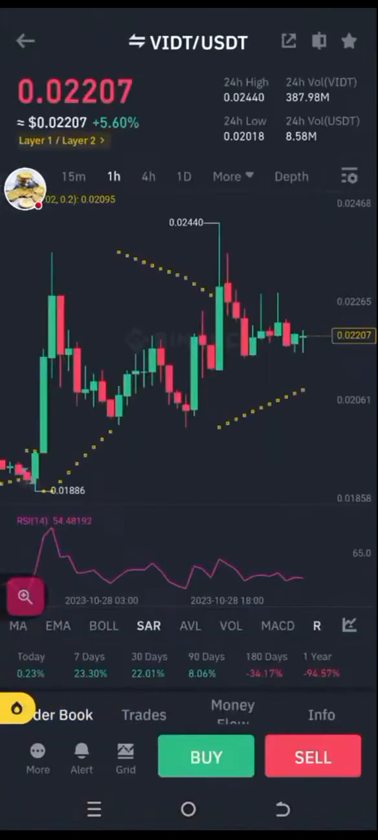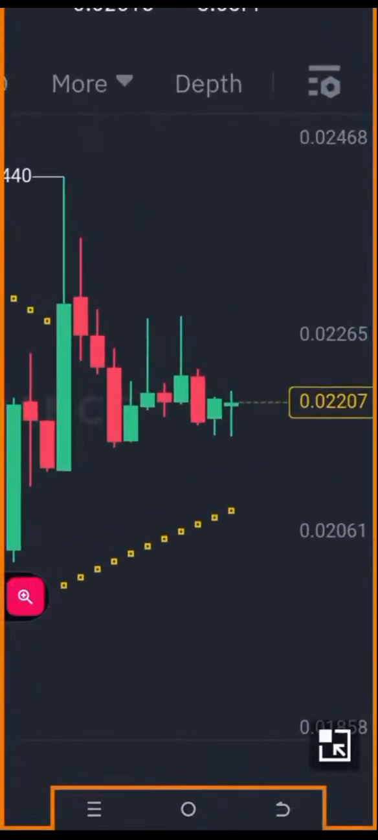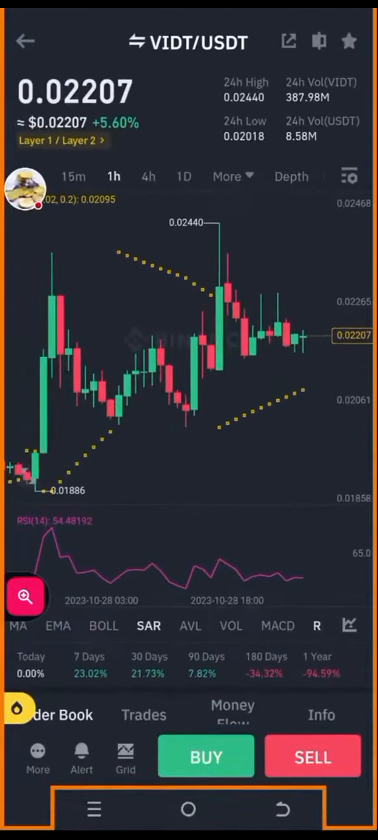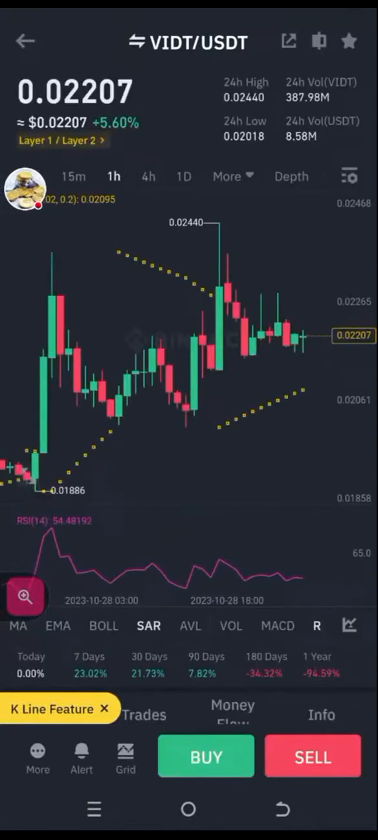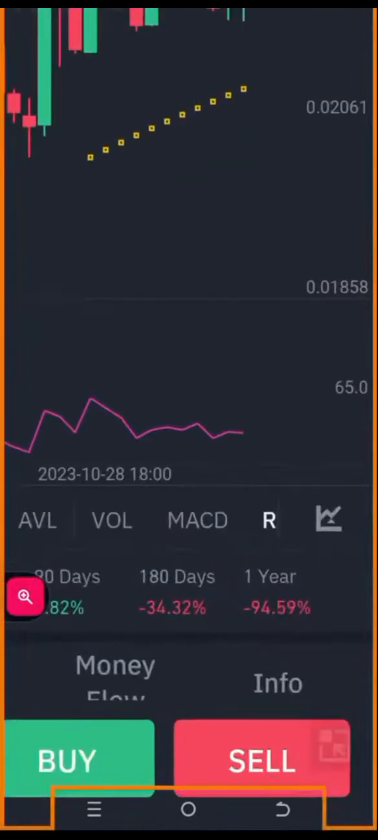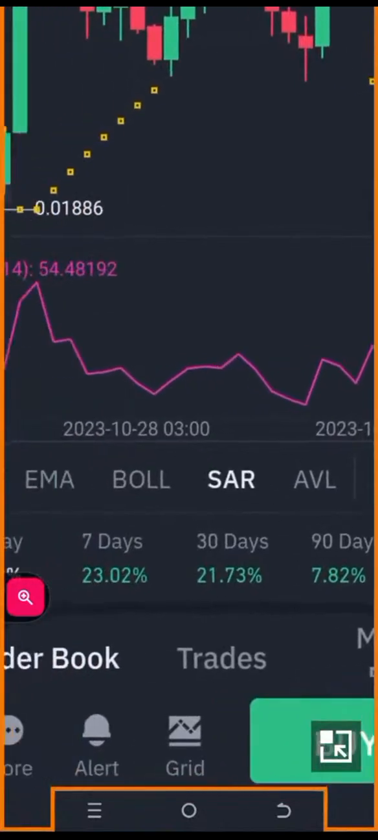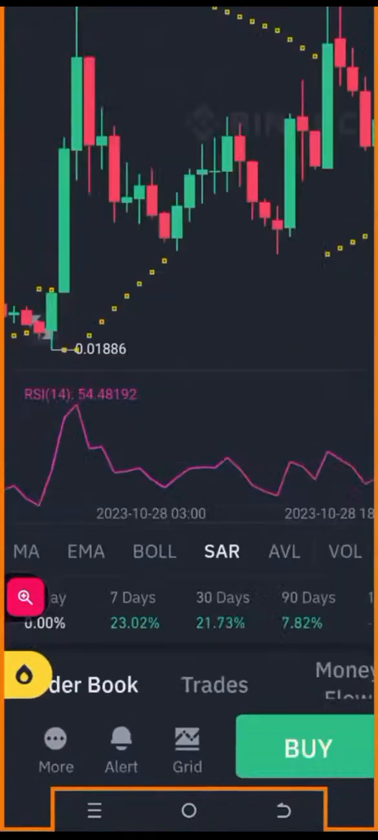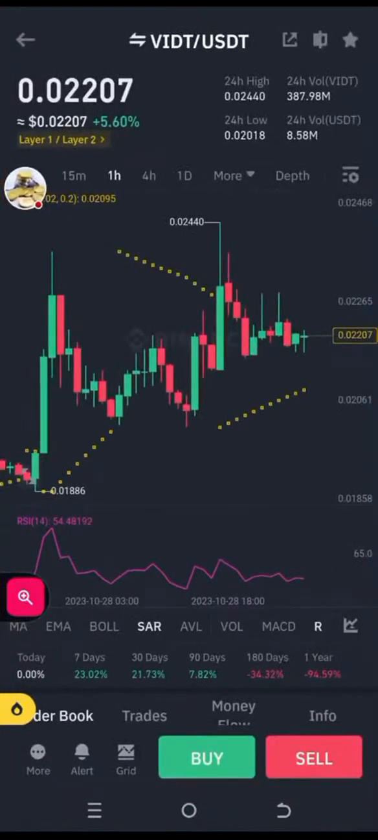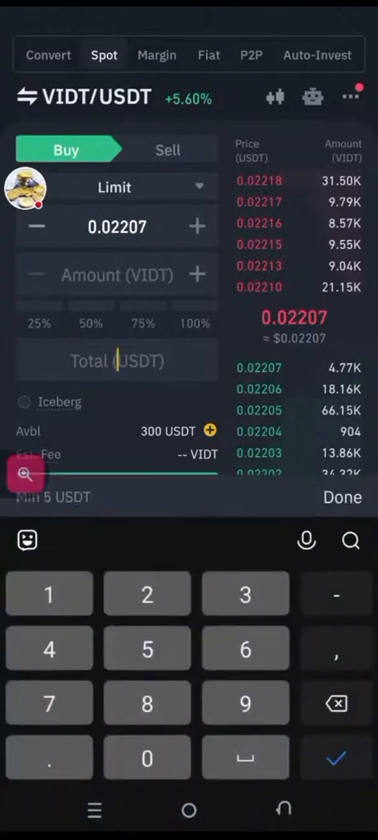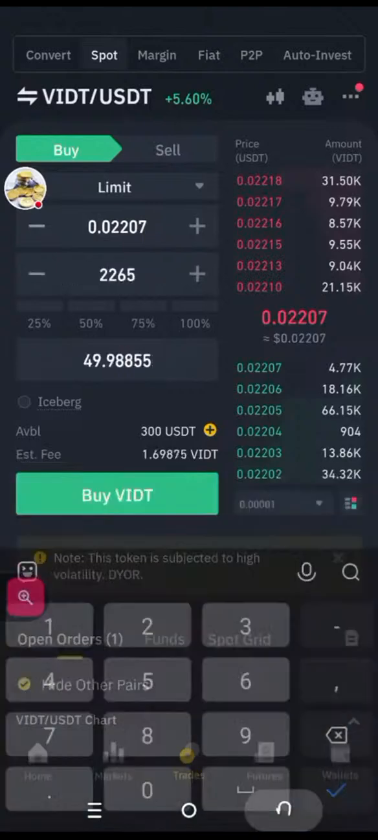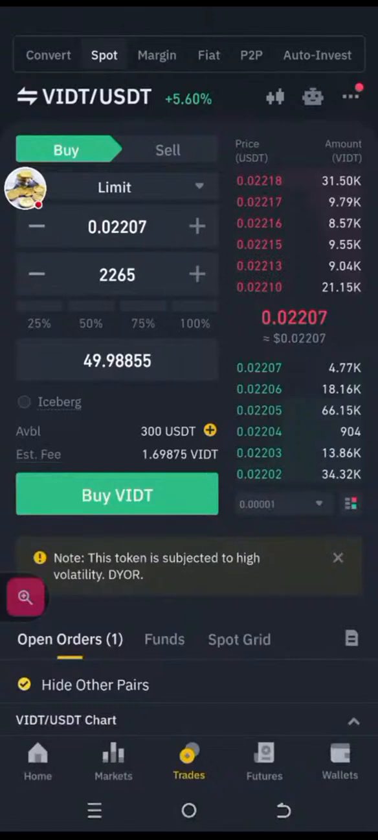VIDT. I just pray that as it's going up, it just keeps on going up. It's not fully on pump mode, but the conditions look right. Let me see. The parabolic SAR is under, but the RSI is not as high. Okay, let's go ahead and just try this out. Let's put in $50.